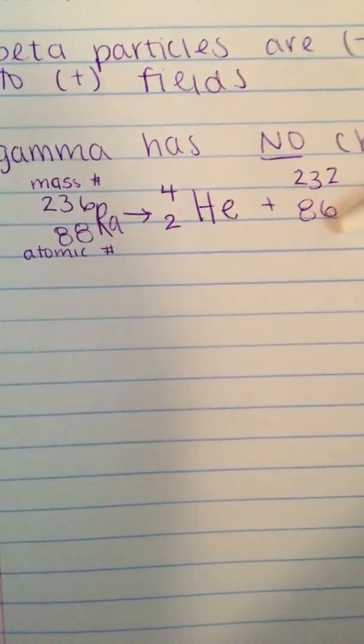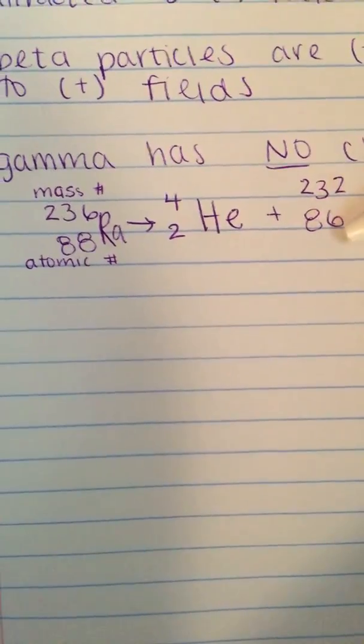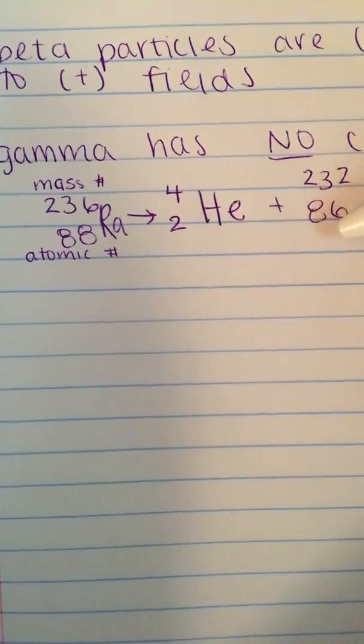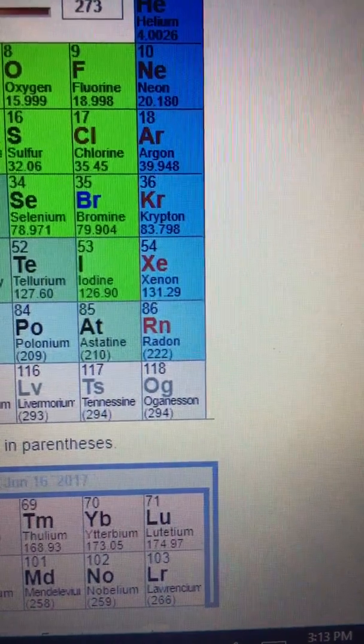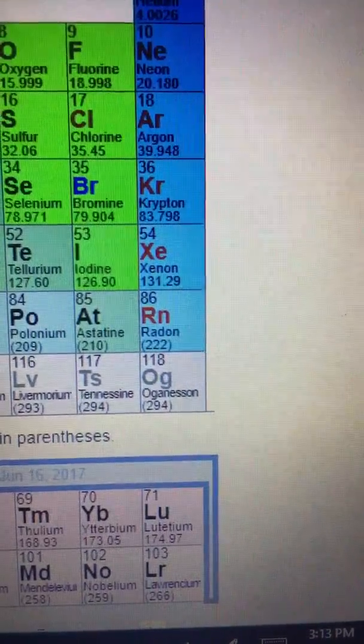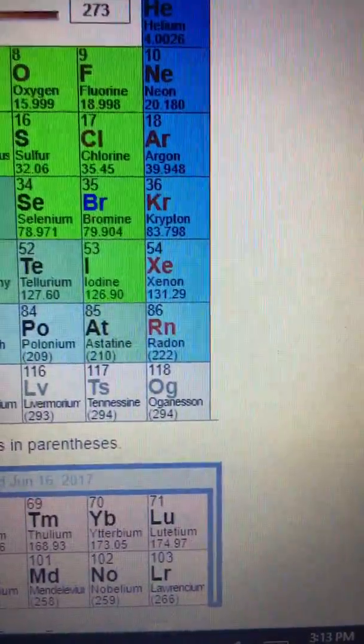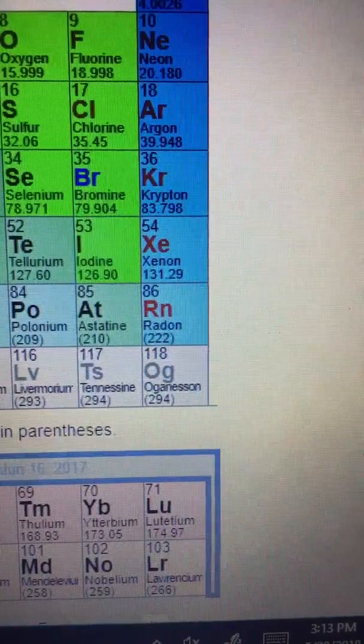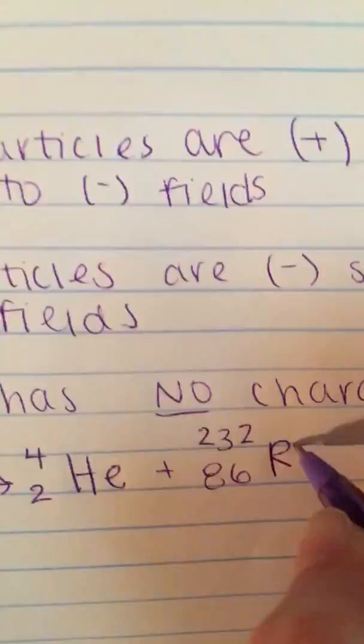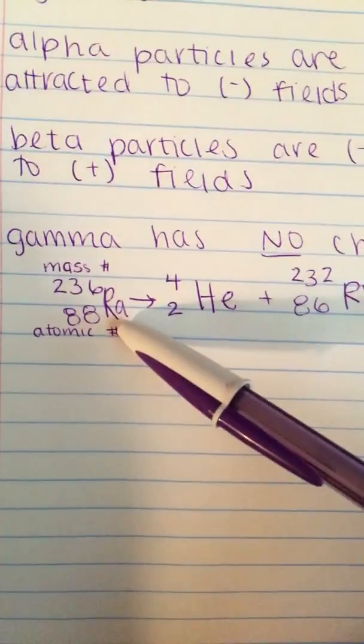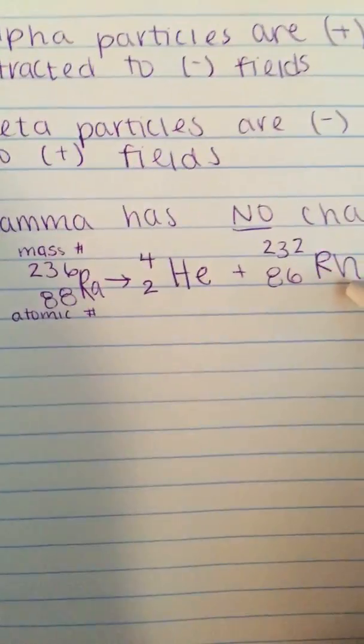So we're going to look at our periodic table at the atomic number, which is now 86, to find out what our new element is. So on the periodic table, atomic number 86 is radon. So that's what it converted to. Right here, radon. And so we went from radium to radon.